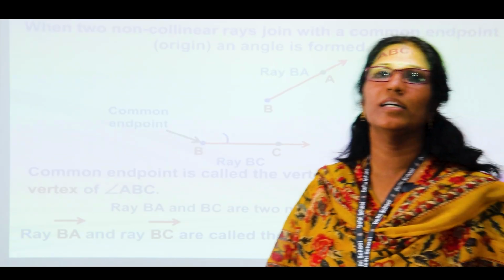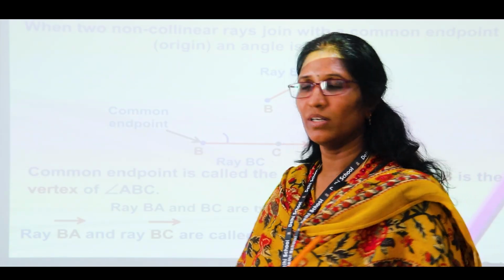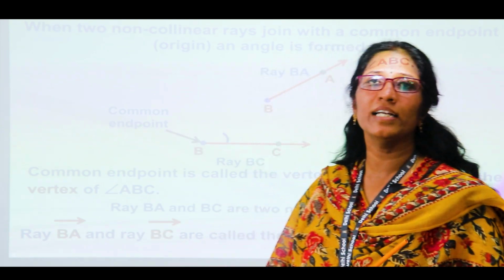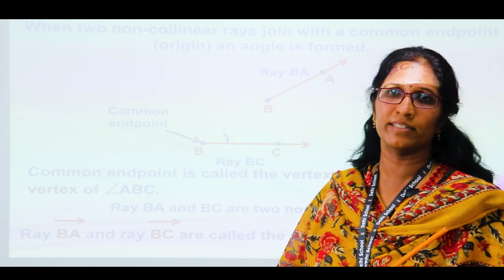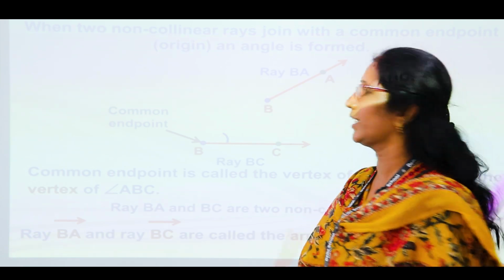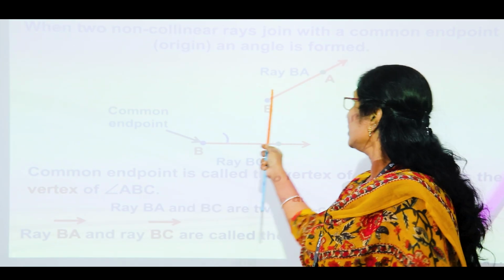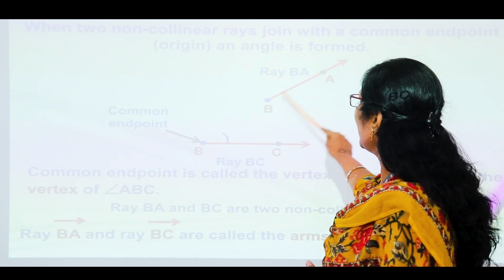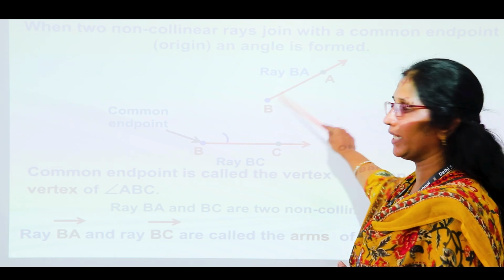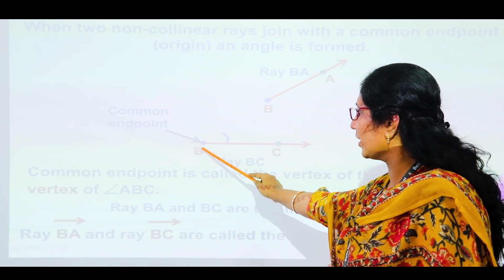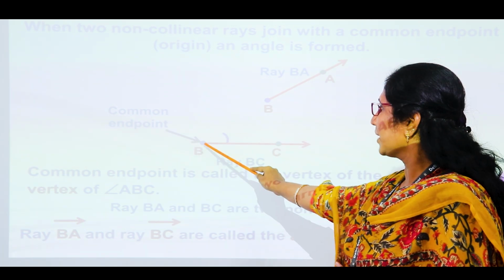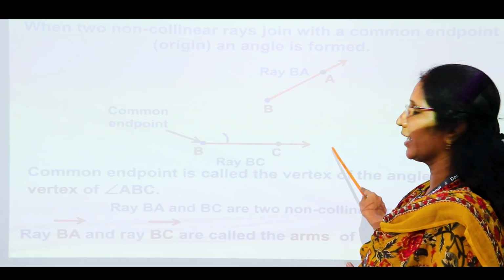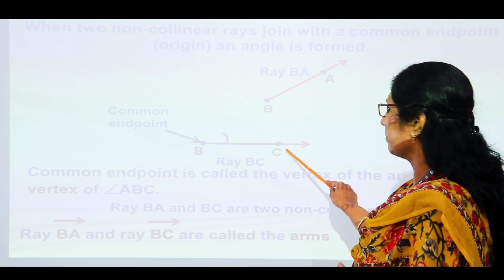Next, let us learn about angles. First, let us know what an angle is. An angle is formed when two rays meet each other at a common point. In this picture, you can see two rays. There is a ray BA, going from B to A, and one more ray BC. The starting point is B, which is one endpoint, and on the other side it goes indefinitely.